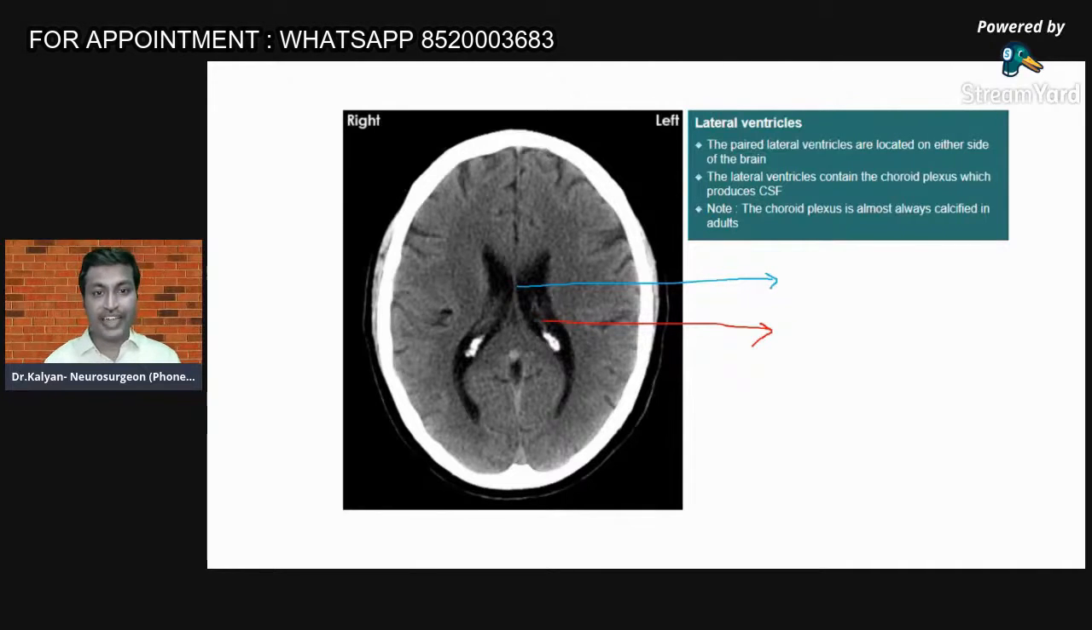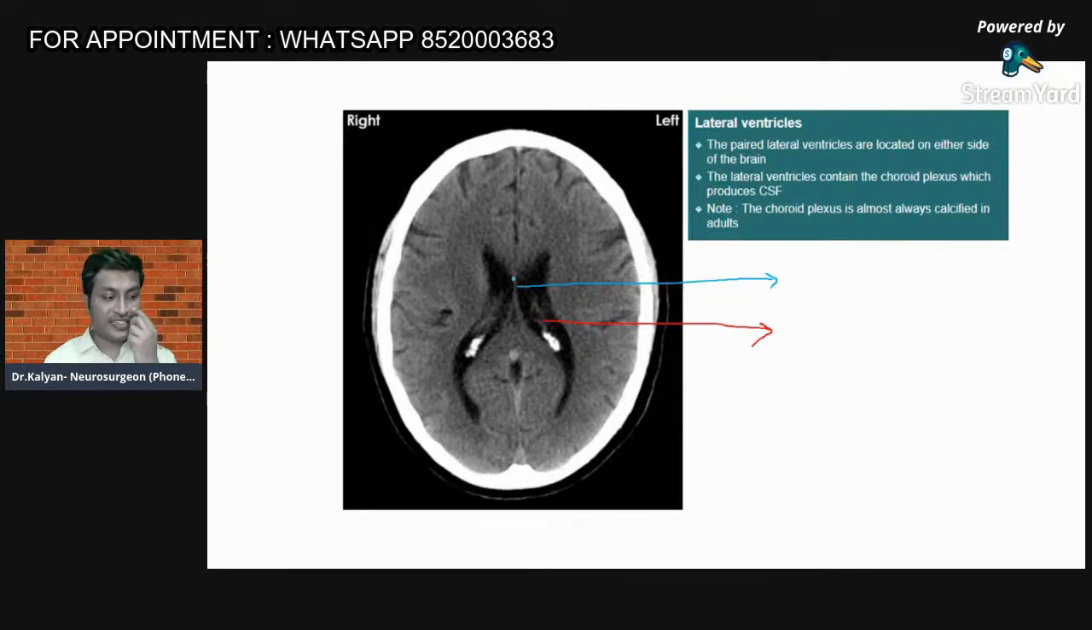These are fluid-filled cavities present in the center of the brain. What are these fluid-filled cavities called? I have highlighted it with the red arrow. What are these fluid-filled cavities called? And also, these two fluid-filled cavities are separated in the midline by a midline structure. What is this midline structure called?